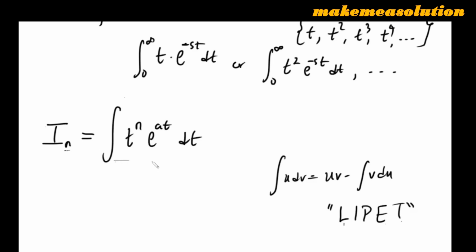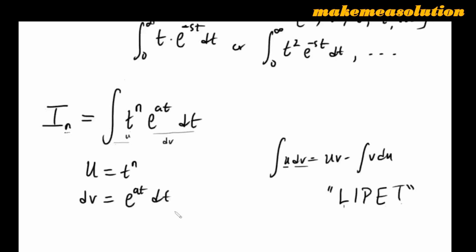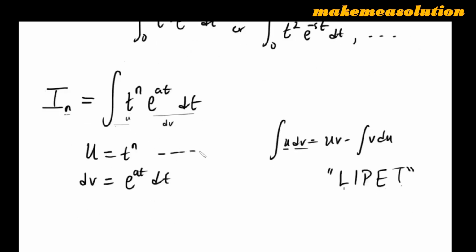Now, if you consider this integral, which one should we use as our u? Definitely, we are going to use t raised to the power of n. So u is equal to t raised to the power of n. So in this case, you're going to take this as dv. So this is u and this is dv according to this formula. So your dv is actually exponential at dt. So from these two equations, you could actually proceed and get the answer to this integral.